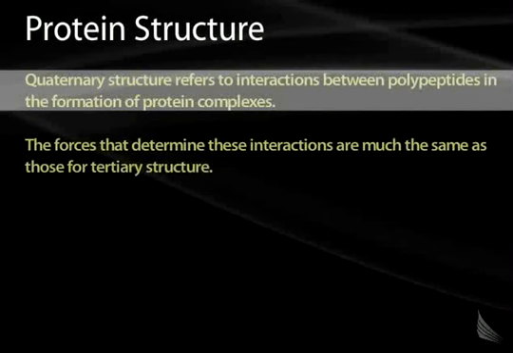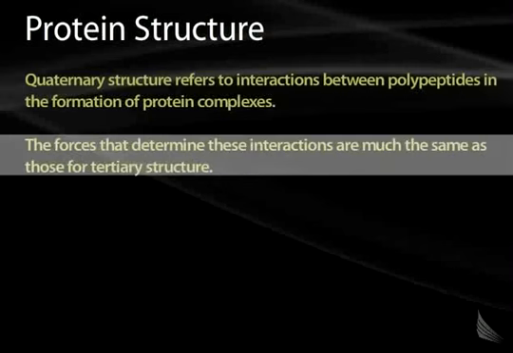Quaternary structure refers to interactions between polypeptides in the formation of multi-peptide protein complexes. And these are where you put two or more proteins together to form a complex of proteins, which are required to have certain functions. The forces that determine the interactions between these polypeptides are the same as those which form tertiary structure, namely covalent bonds, ionic bonds, hydrogen bonds, and hydrophobic forces.